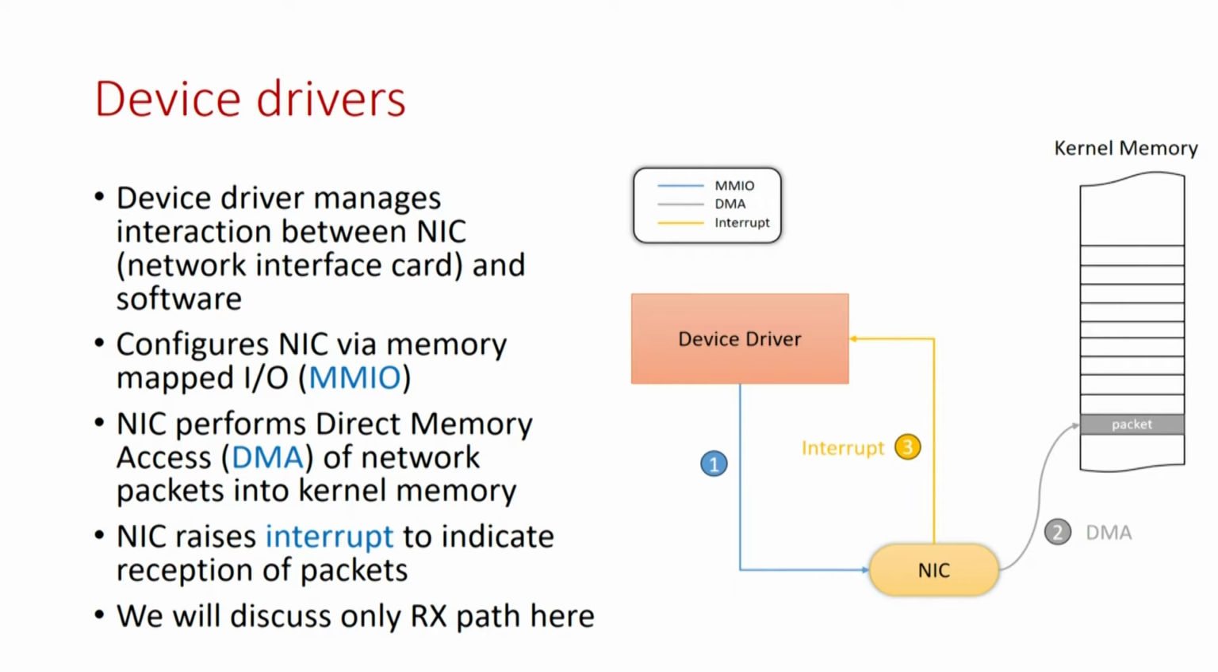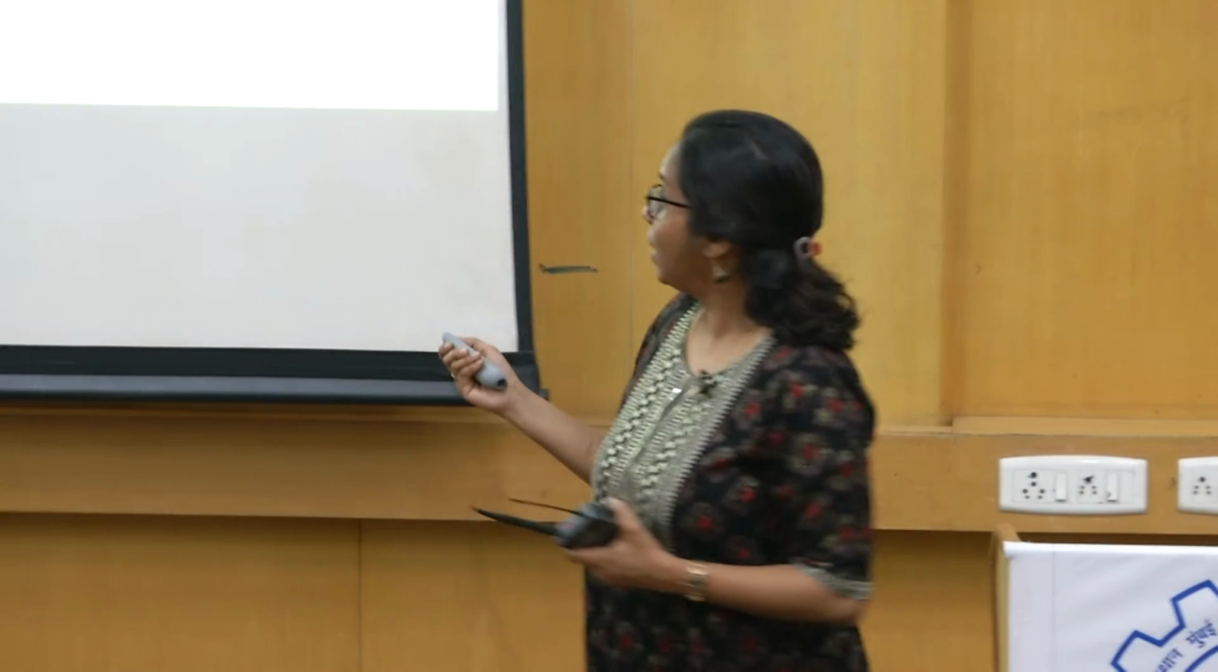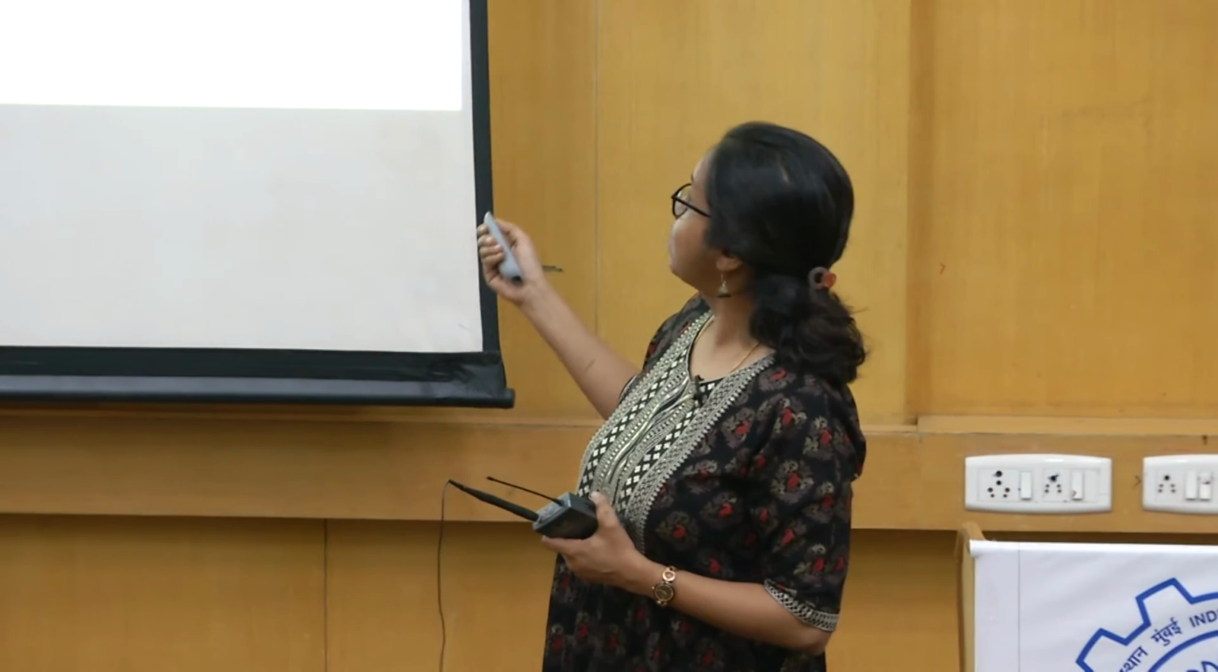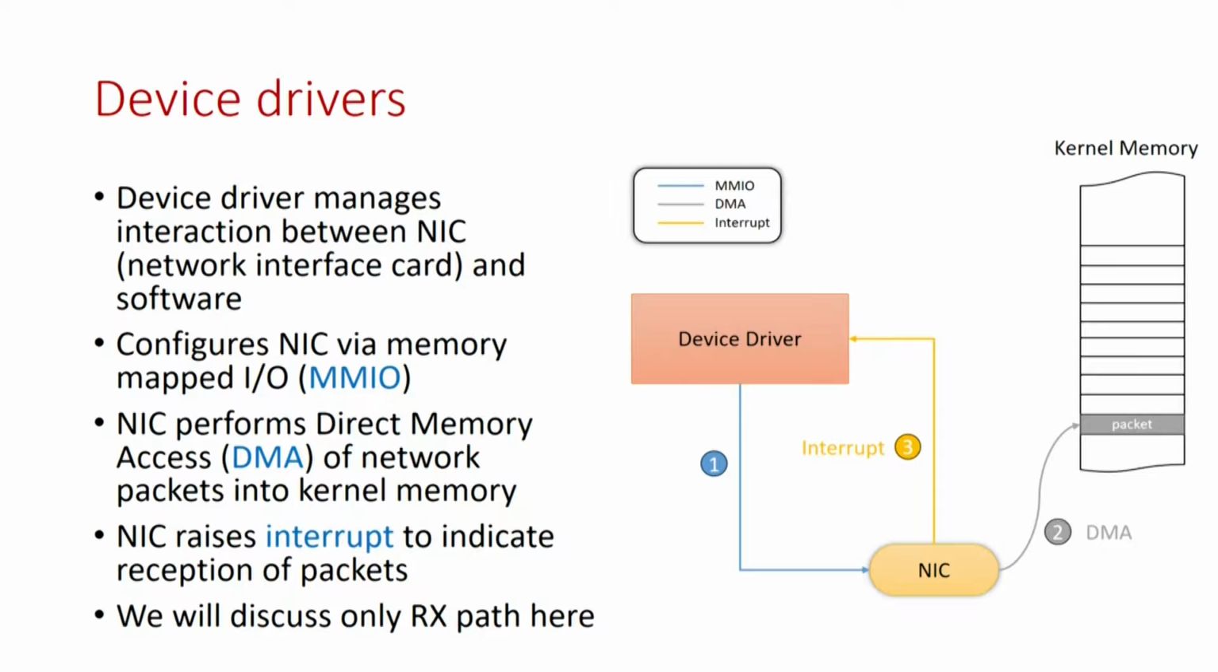How does it know what this location is? The device driver, in its initial configuration, has given it some information. It will use that information and go to some part of the OS memory and directly copy the packet into that OS memory. So this happens automatically without your operating system or anybody else getting involved. This is called DMA, or direct memory access.